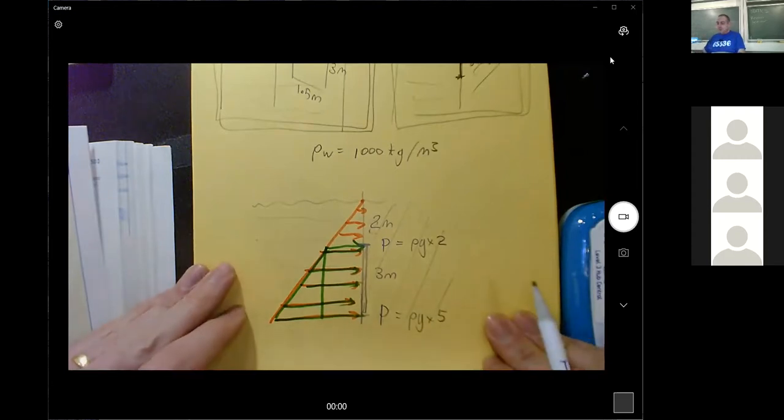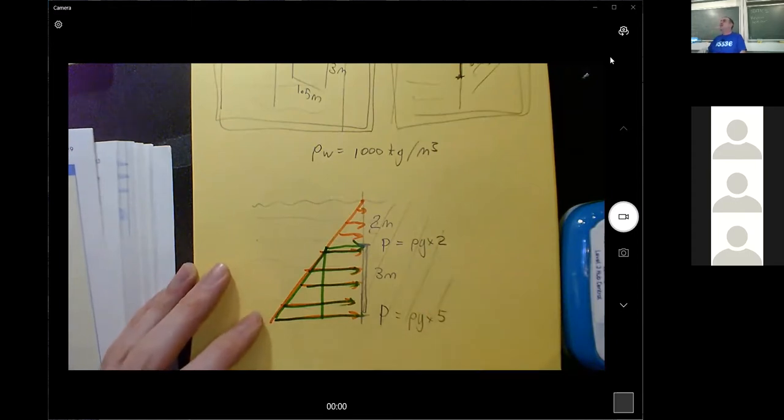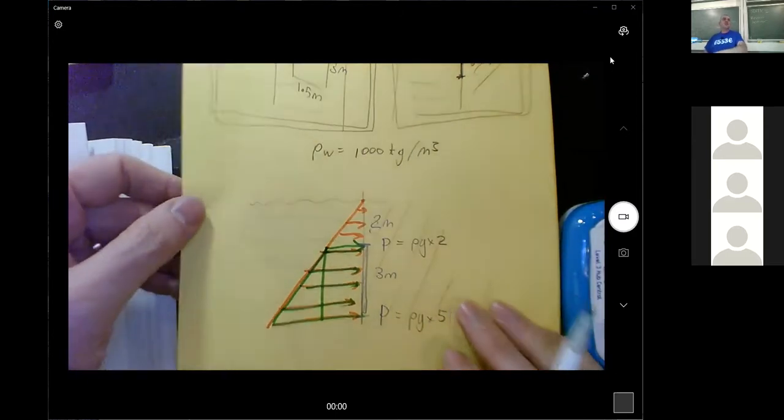Cool. Can I just leave it as rho G and deal with it later? Yeah, let's do that. I don't care to figure out what that number is.